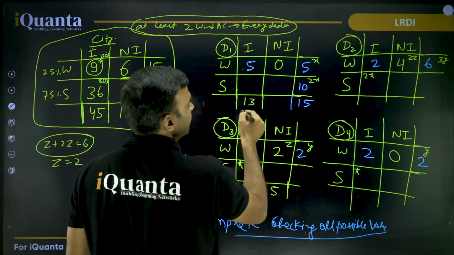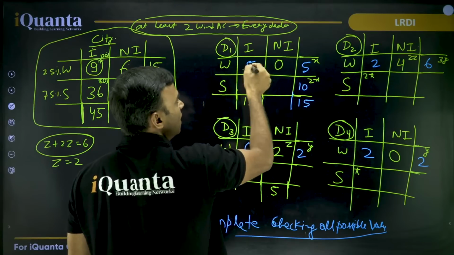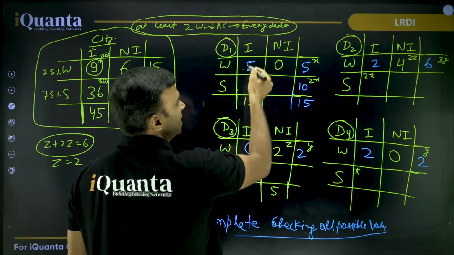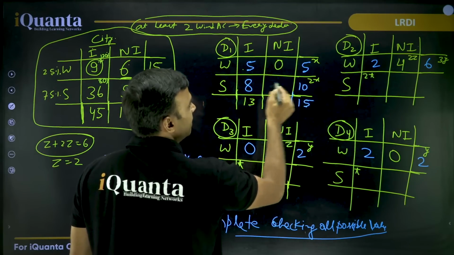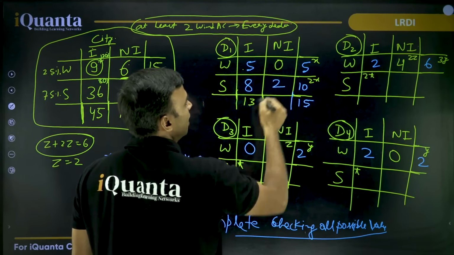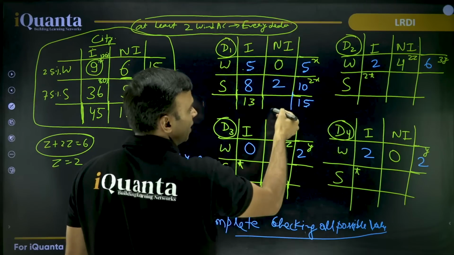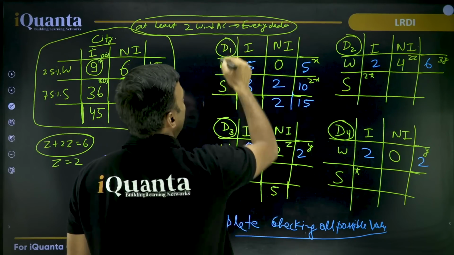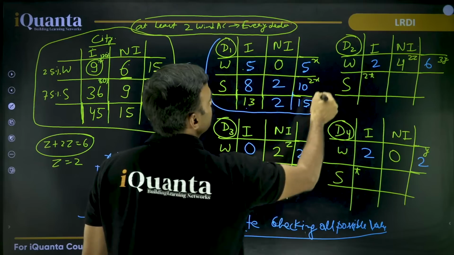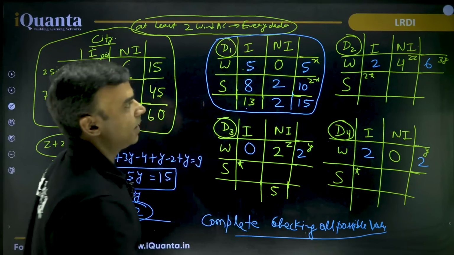13 is inverter AC. Out of that 5 is window inverter. So split inverter will be 13 minus 5, that is 8. Total of split is 10. So 8 and 2 will be non-inverter split. Total of non-inverter will be 0 plus 2, that is 2. Confirm: 13 plus 2, that is 15. Wow. So D1 is complete. We have the complete information about D1.